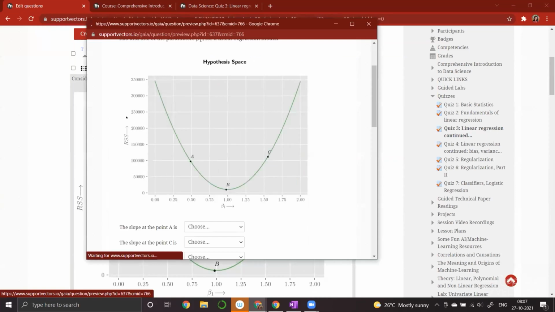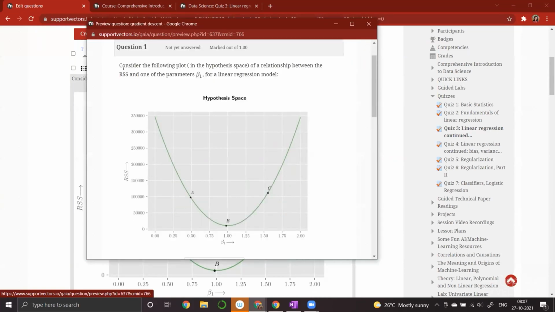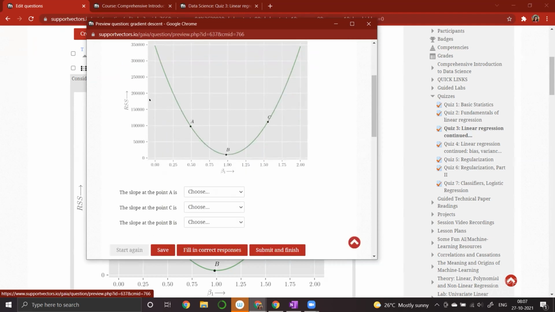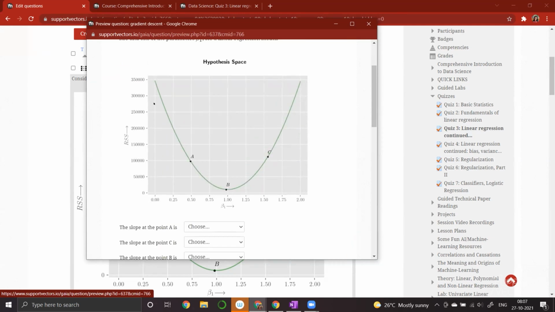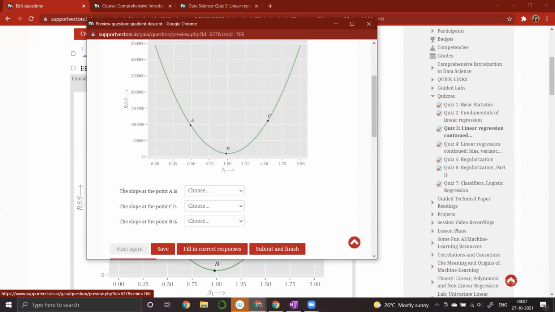Let's go through quiz 3. Consider the following plot in the hypothesis space of the relationship between RSS and one of the parameters beta 1 for a linear regression model. So we have this plot here. This is of the error surface. And now the question asks for the slope at point A, at point C, and at point B.